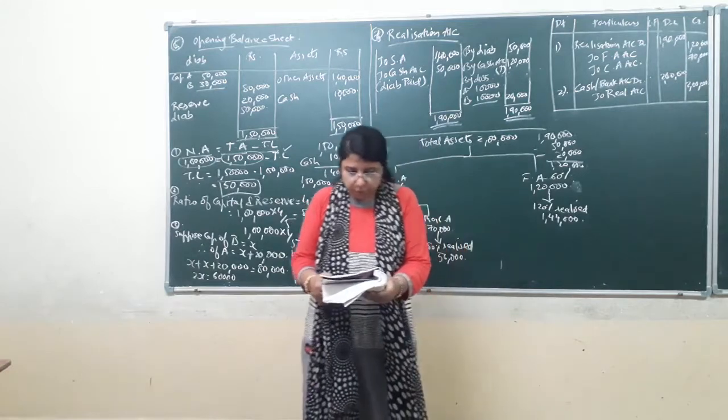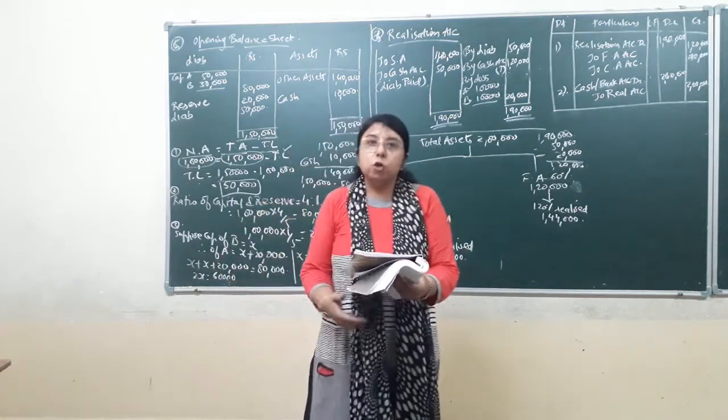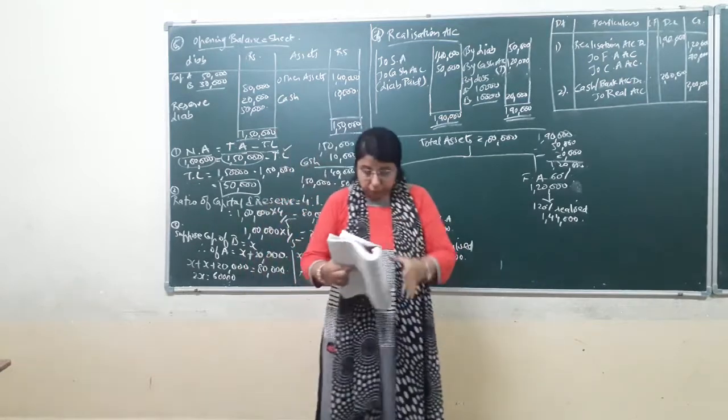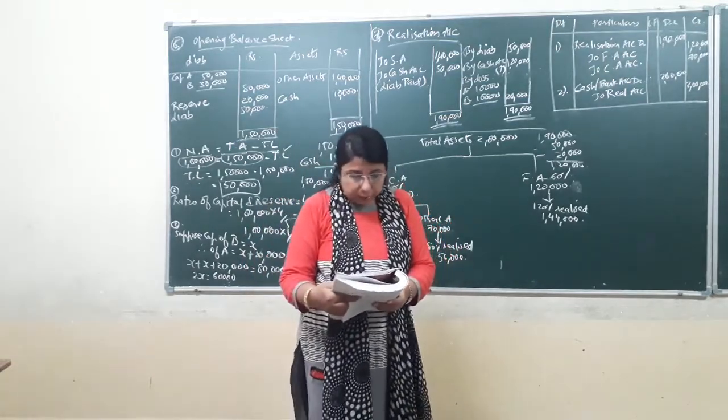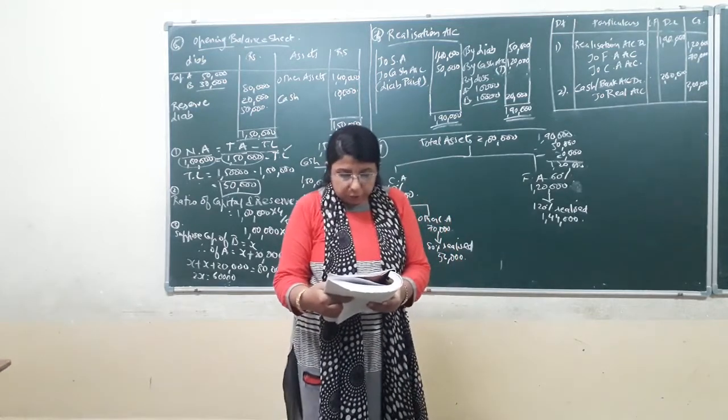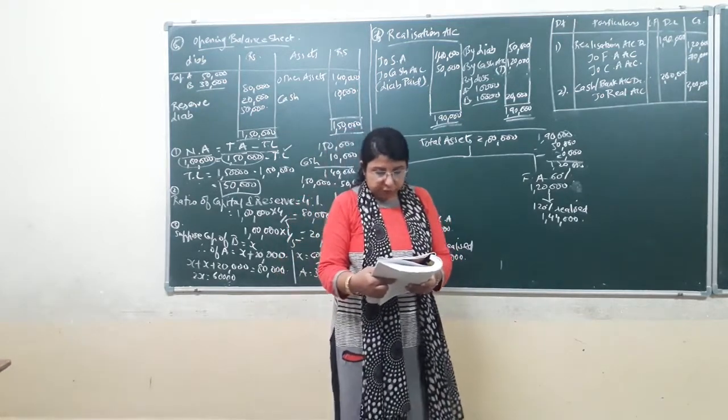Total assets of the firm at the time of dissolution is rupees 2 lakh. Total assets value that is given to you, that is rupees 2 lakh. Out of which 40% are current assets including cash, rupees 10,000. 120% are realized for fixed assets.